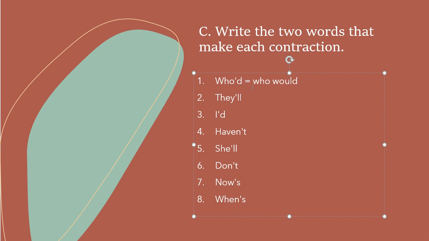Then the next one. Double L. This means will is there. So they will. Third one. Only D is there. This means it can be like I had or I would, anything. Okay. Then haven't. Haven't is actually have. N apostrophe T is not. Have not. Okay. She'll. So this is she will. Okay. She'll be coming. So this is she will.